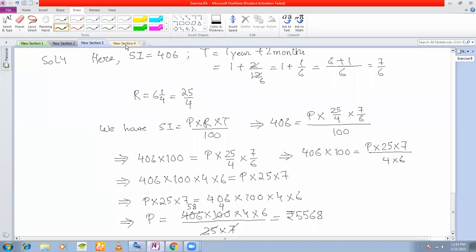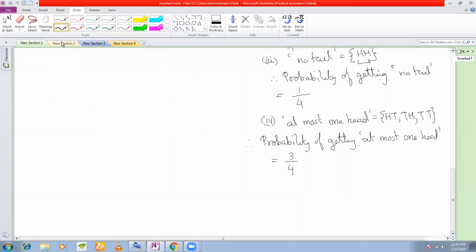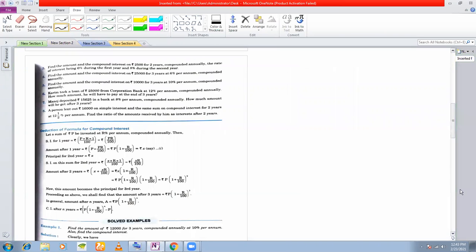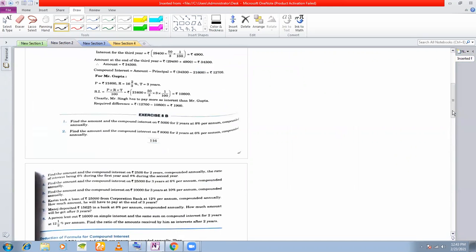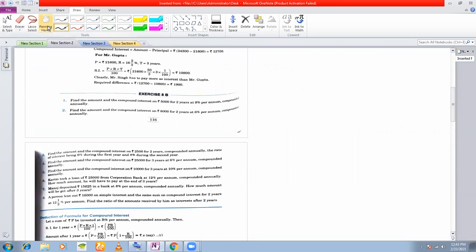Fine. Now we come to the next part, which is your compound interest. All the problems on simple interest are over. So the next exercise is 8B, which deals with compound interest. Now, what is the formula for compound interest? Now, remember, in case of simple interest, this is compound interest.